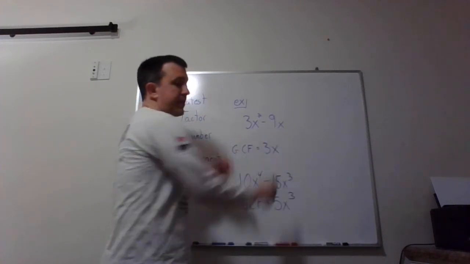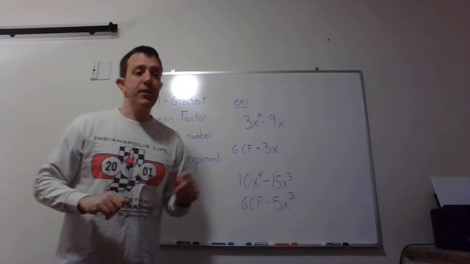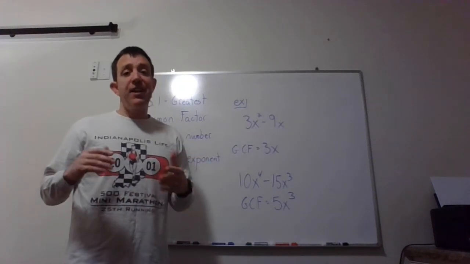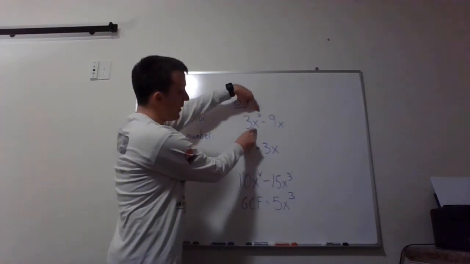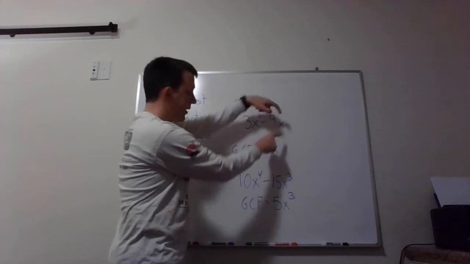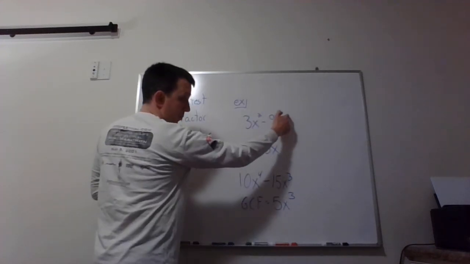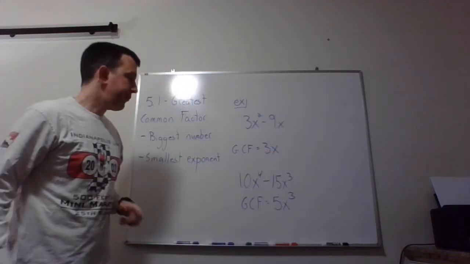For the x's, since I want my division to come out even, and we'll look at some of that in just a couple of minutes, I can only use the fewest number of x's that I have. Here I have x squared, here I have just regular x. This is the smallest exponent thing I was talking about. Since an exponent of 1 is smaller than 2, I can only use a single x.